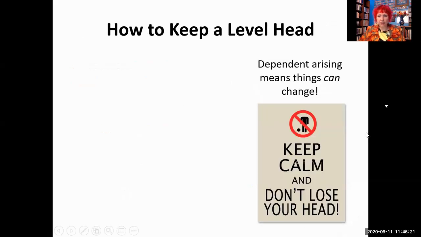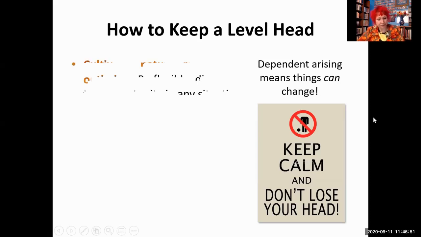So how to keep a level head? Don't lose your head. Keep calm and don't lose your head. So we come back to the wisdom side of things, what we talked about last week, dependent arising. So because things are dependent arising, because our happiness depends on a whole lot of things, and most of those things outside of us we can't control, what we can control are the causes within.